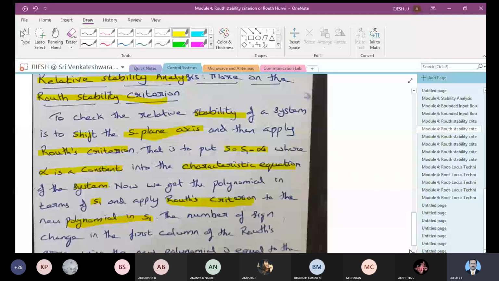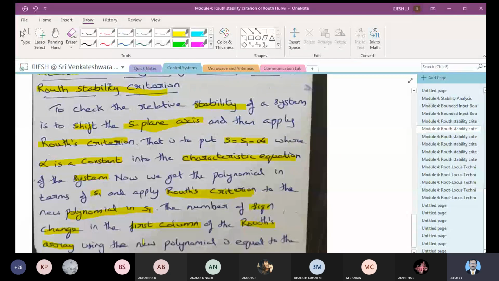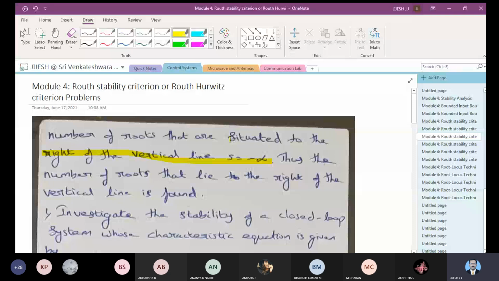So we will see how the roots are placed and how to find out the stability of the system. Thus, the number of roots that lie to the right of the vertical line is also found. You can take down these things. I will explain this once again.